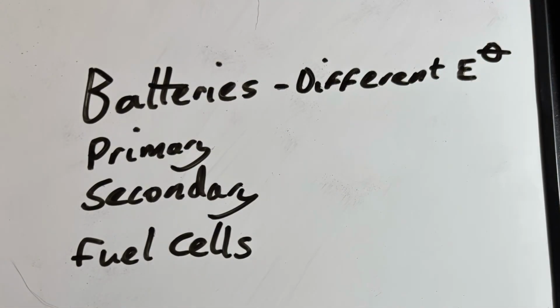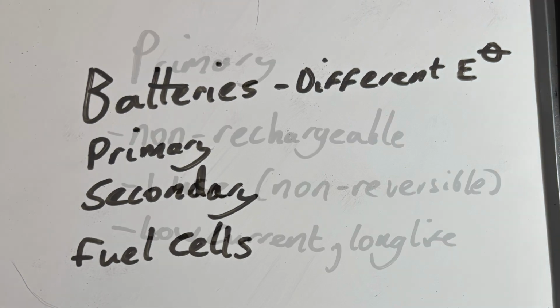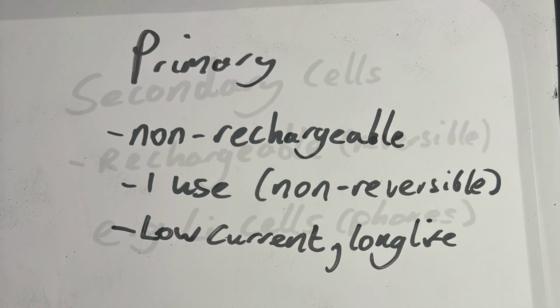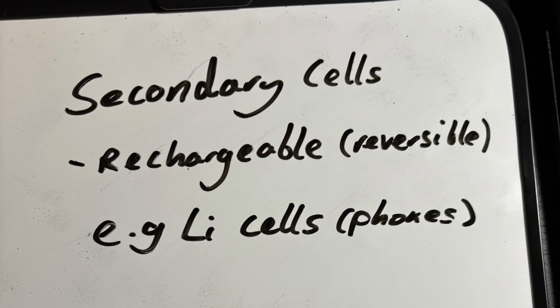Now, batteries work by having two electrodes with different electrode potentials, and there are three types: primary, secondary, and fuel cells. Primary cells are non-rechargeable and they're single use, but they do have a low current, which means they do have longer lives. Secondary cells are rechargeable, so the reaction is reversible, and we're thinking about things like lithium here, which is present in phones, laptops, any electronics you might own.